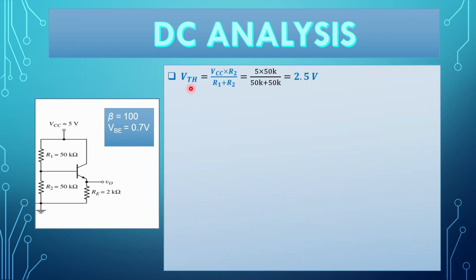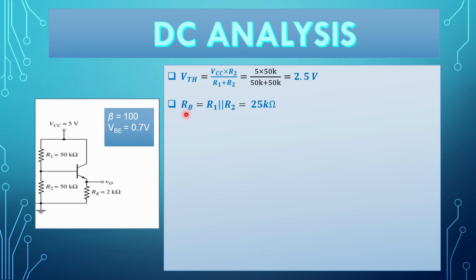The VTH value is given as VCC times R2 by R1 plus R2. So the VCC value is 5 volts, times R2 of 50 kilo ohms, and R1 is also 50 kilo ohms, and if we calculate all the values we get a VTH value of 2.5 volts.